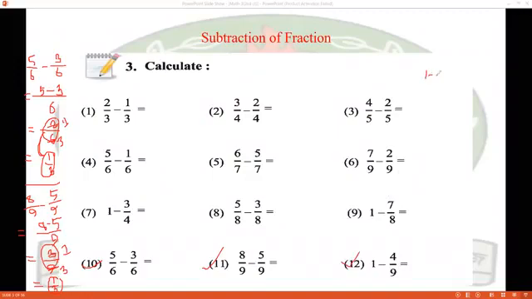In the number 12, this is 1 minus 4 by 9. So the common denominator is 9. So you can write 9 minus 4. So the result will be 5 by 9. We write 9 by 4 because we write a common denominator 1 and then write: now 9 divided by 1, you get 9. 9 multiplied by 1, you get 9. Minus 9 divided by 9, you get 1. 4 multiplied by 1, you get 4. We write here in this way. This is the subtraction of fractions.